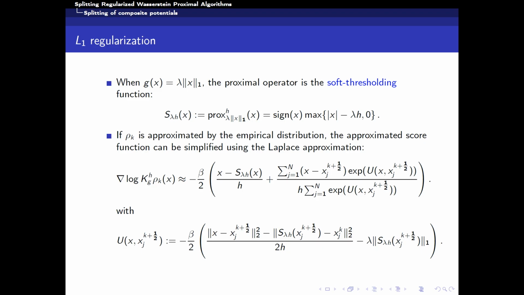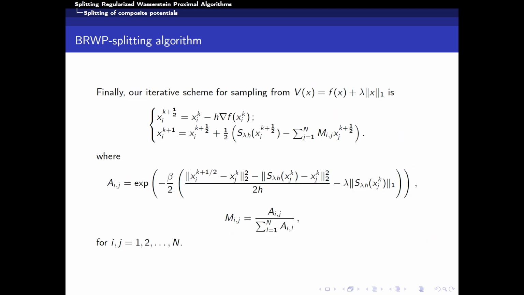And here, you can imagine that this U is simply some kind of interacting kernel that controls how the particles should interact with each other. In the next slide, I give you the final algorithm we are using.